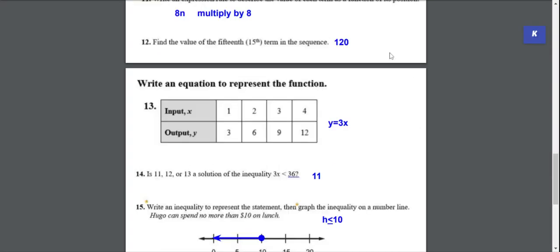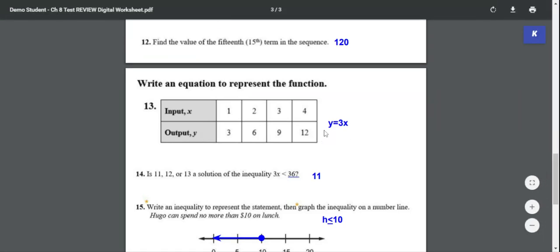So we're going to go on to the third page now. This one asks for an equation, and it gives x and y. So you're not going to have the times n that you had before. You're actually going to have it as an equation.